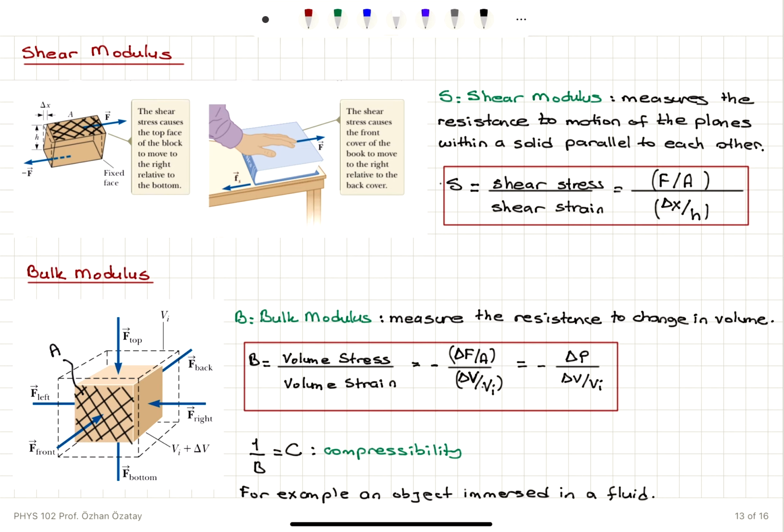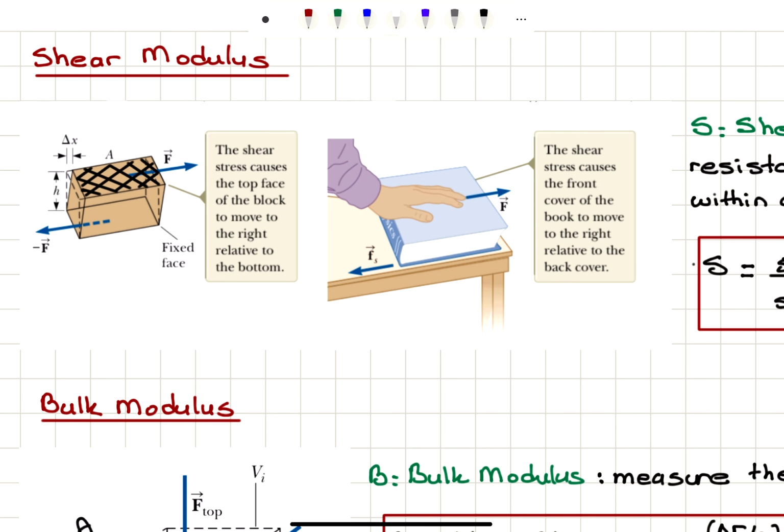Now we have a variation of this. Let's say that we're talking about a book that is placed on a horizontal table and we apply a force only on one plane of the book. That's the front page of the book, the cover. So if we apply a force in this direction, the bottom of the book is subject to static friction that's coming from the contact with the horizontal table. And as a result, we see a deformation in the shape of the object.